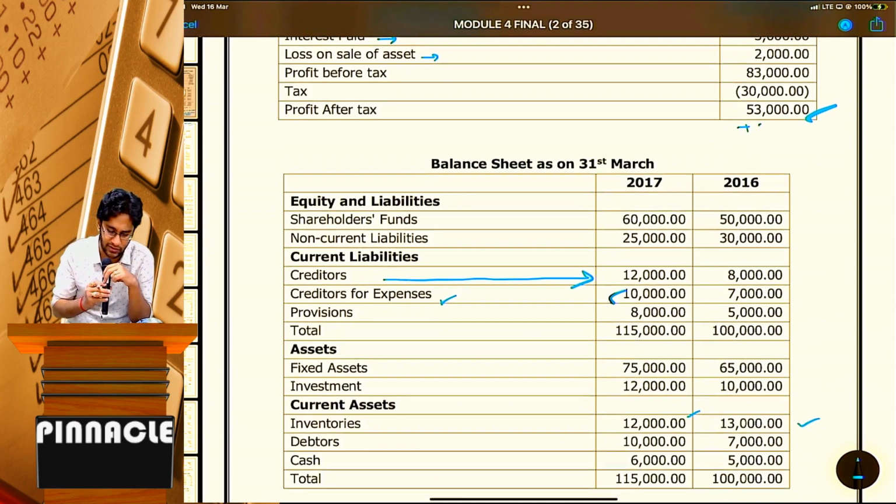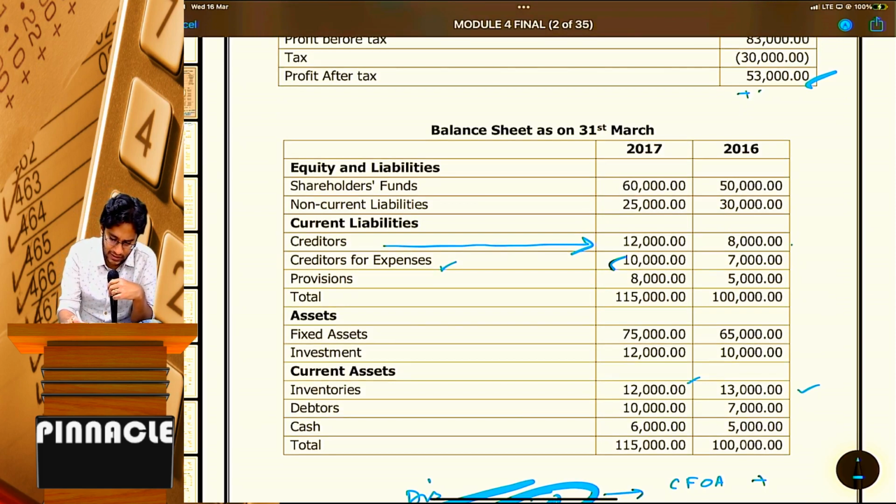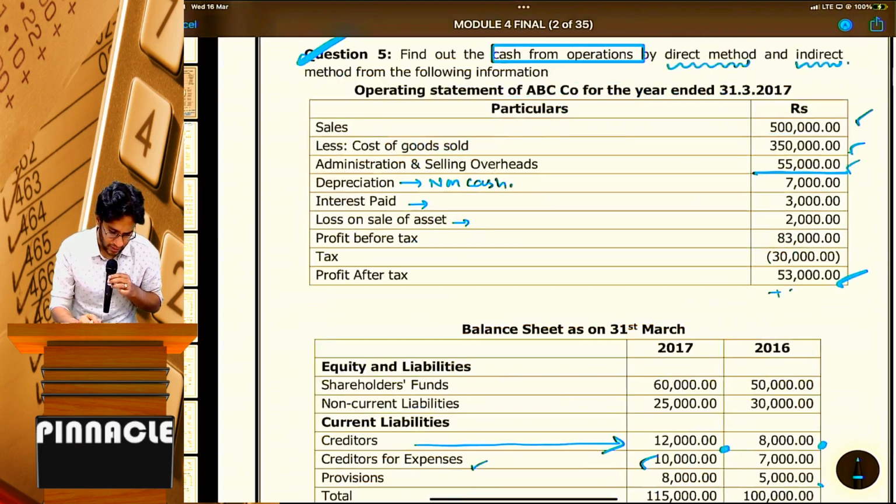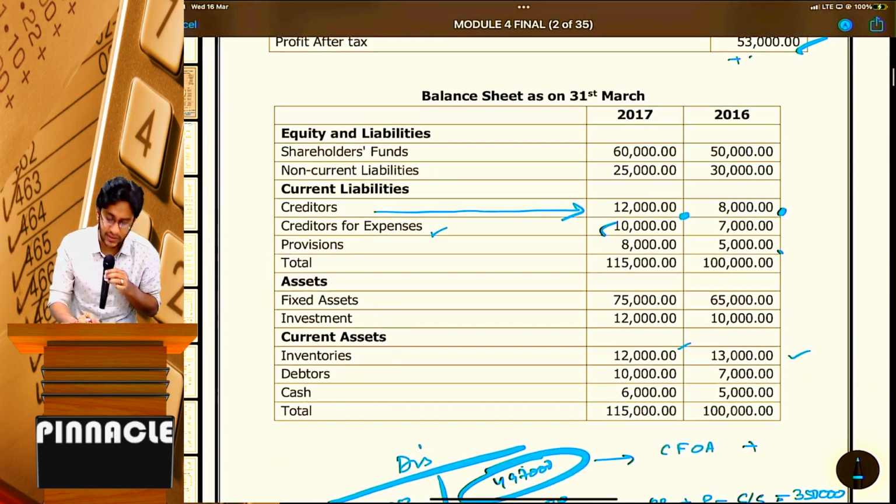So for those working capital adjustments, come to your balance sheet, sir. Last year creditors 8,000, current year creditors 12,000. Creditors increased. Inflow now, outflow now. You have your own technique, no? Inflow now, outflow now. Inflow, okay, 4,000 rupees inflow, add, sir. Next, creditors for expenses 7,000 became 10,000. Again inflow to the extent of 3,000. Provisions from 5,000 increased to 8,000. So 3,000. Now you see provisions, which provision it is we do not know, sir. So depending on that you have to adjust. But in the P&L account, you don't see any item for provisions to be adjusted here.